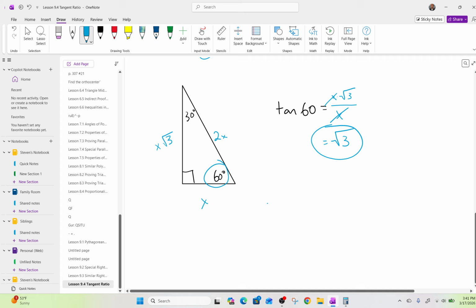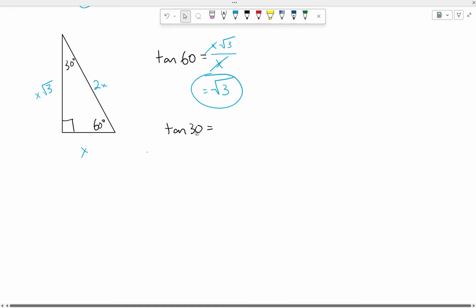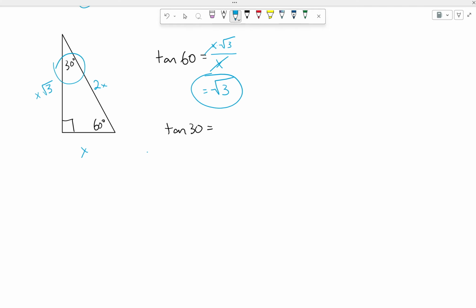Let's take a quick look at what the tangent of 30 would be. This one's going to be a little bit more entertaining. It's a little spicier. Because again, from the angle 30, it's going to be equal to my opposite, x, over my adjacent, x rad 3.